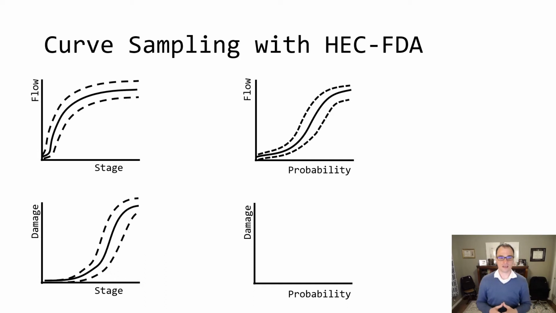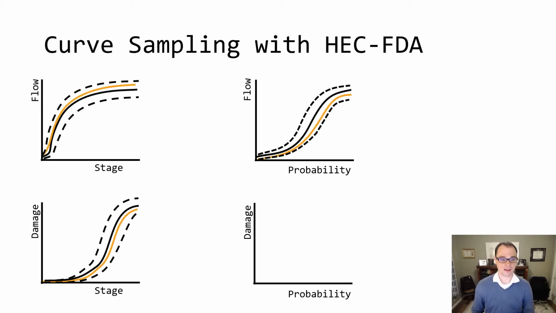Within HEC-FDA, as you've learned this week in your class, we define the main relationships, or in this case, I've drawn the three main relationships at every impact area. And they are the flow frequency relationship, the flow stage relationship, and the stage damage relationship. We define those with uncertainty, and we sample off of them within each iteration of FDA.